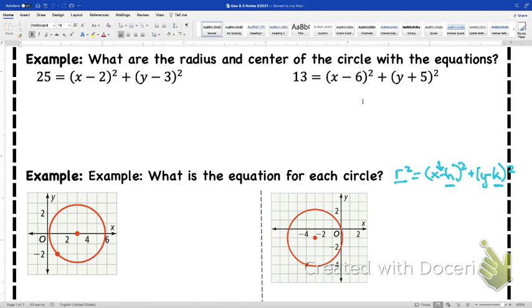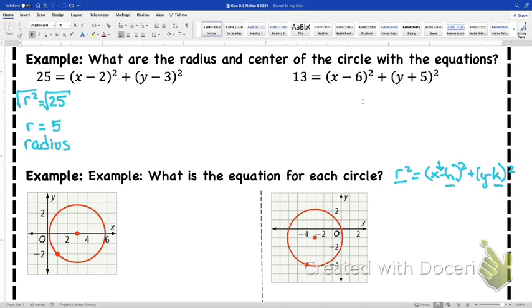Okay. So we just got done doing it. We just got done doing this a lot, didn't we? Okay, so r squared equals 25. So what does r equal? What's the square root of 25? 5. Now, it's actually plus or minus 5, but can you have a negative radius? No. Okay, so now there's our radius.